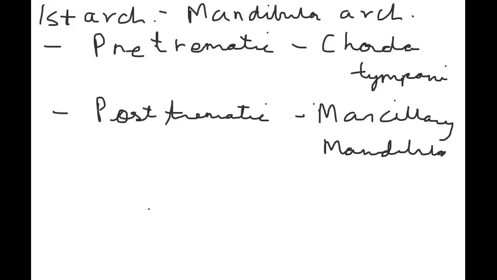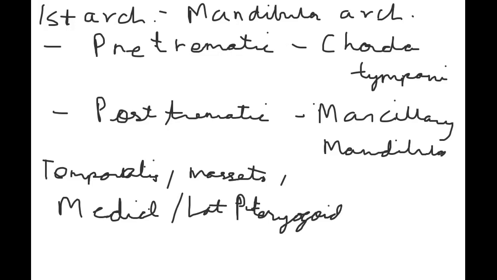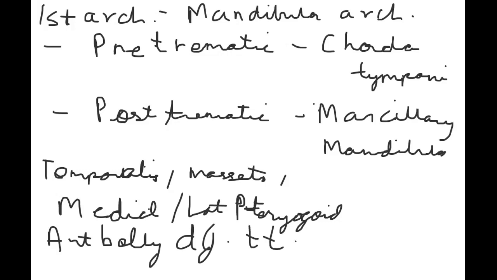And the associated muscles will be there. Which muscles are derived from the mandibular arch? Muscles of mastication. So you have the temporalis, the masseter, medial and lateral pterygoids, then you have the anterior belly of the digastric. Then, since the malleus is derived from the first arch, its muscle also comes from the first arch, hence the tensor tympani. So these are the most important ones.